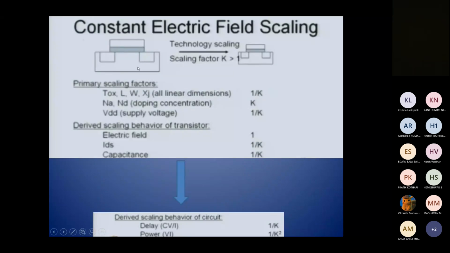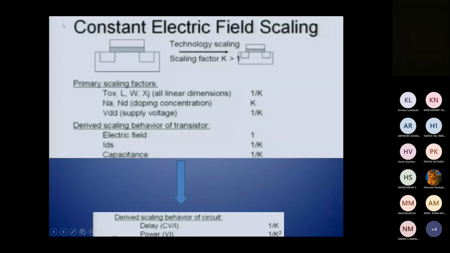So in that case, if this is the case, what would the doping concentration be? The doping concentration has to be multiplied by k. Let's say in this bigger-dimension MOS device our acceptor concentration is Na. In the miniaturized version of the MOS device, it has to be k multiplied by Na.